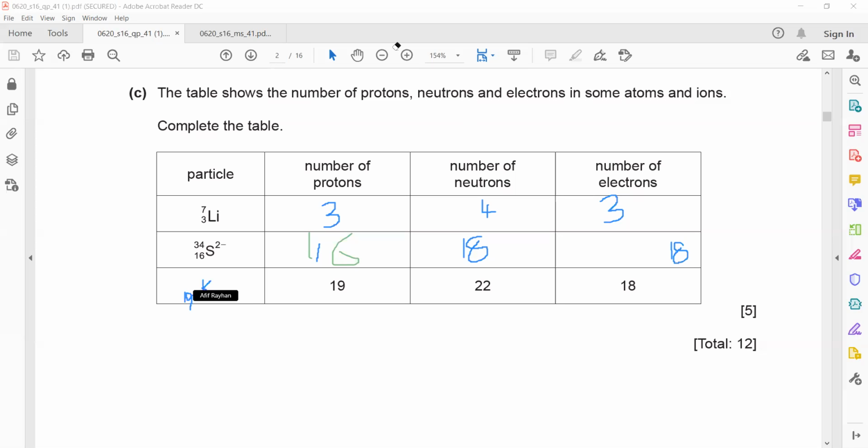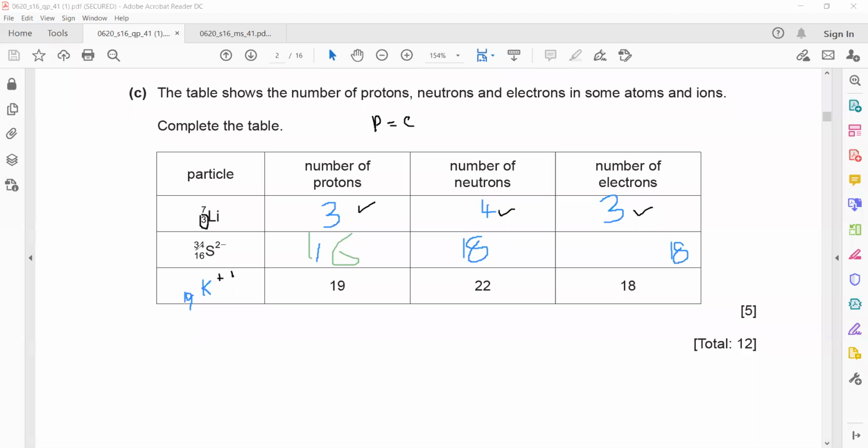Look how you can find it. Your potassium should be plus. Look how you will do this question. Atomic number, the smaller number is the atomic number, which is the number of protons, which is 3. How to find the neutron number: 7 minus 3, that's equal to 4. And if it's a neutral atom, proton number and electron number should be the same. That's why it is 3.